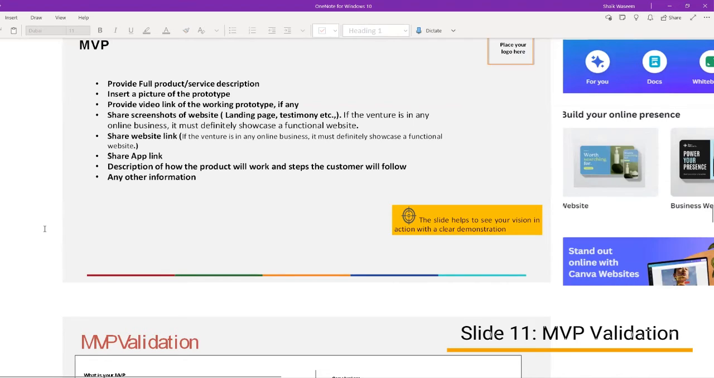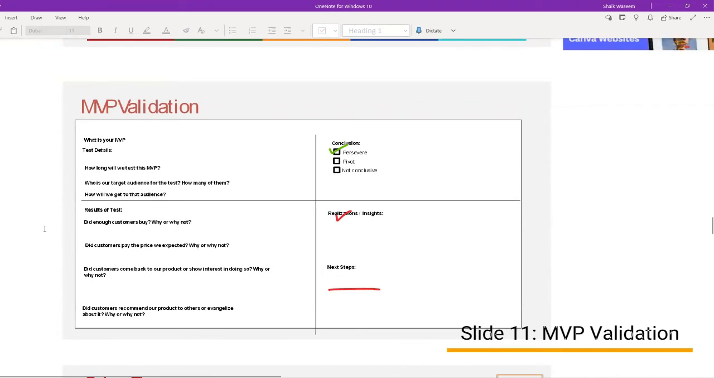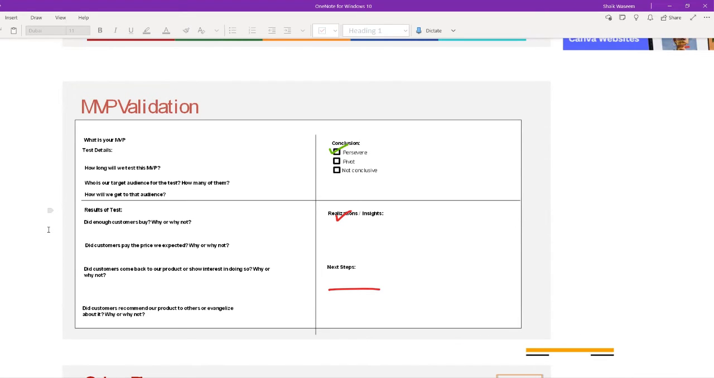After you build the MVP, you can go to the validation. Test your MVP with early adopters. Ask them relevant questions. Mention the results of test in this slide. You can conclude, persevere if you find that the customers really value your MVP. You can also add realizations and the next steps of your MVP validation.